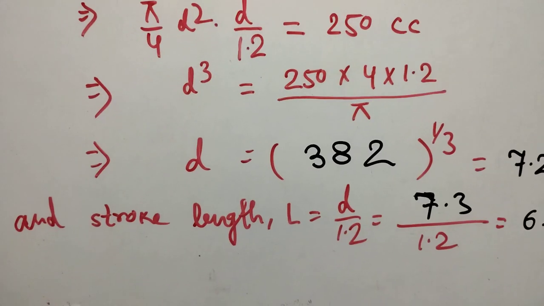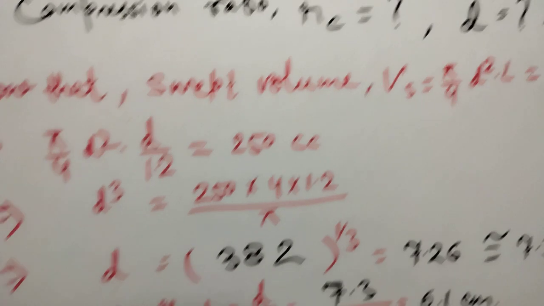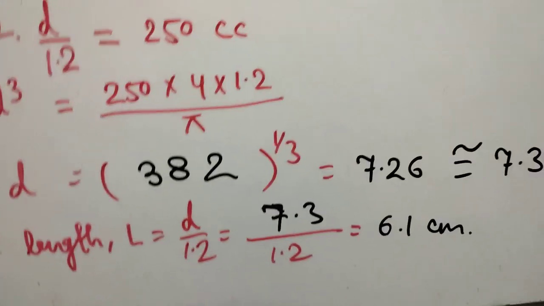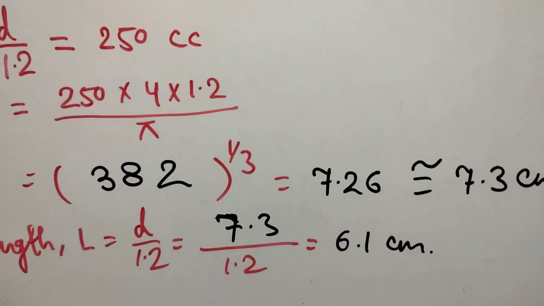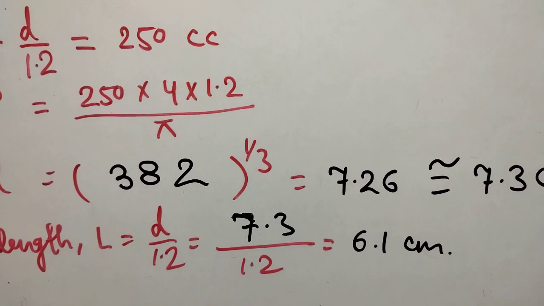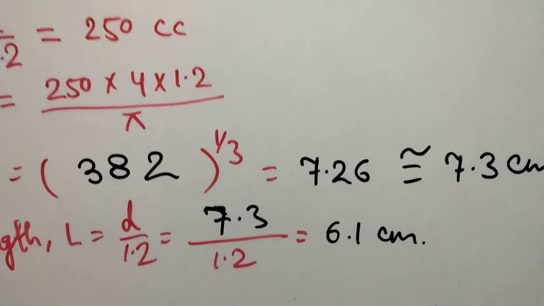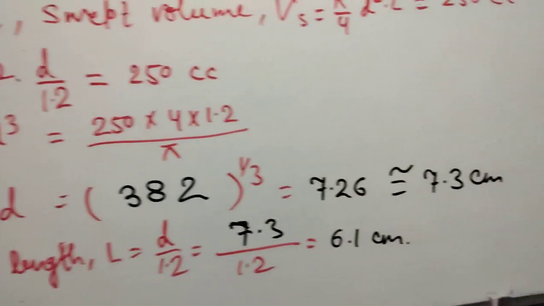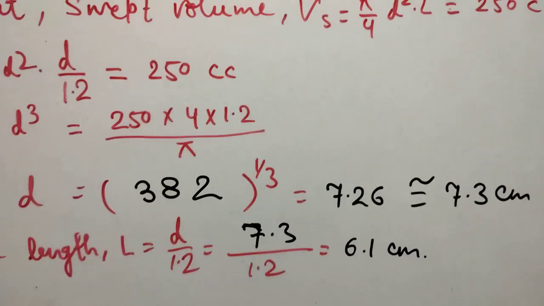Then again, the stroke length L equal to d by 1.2. Now 7.3 divided by 1.2. 12 multiplied by 6 is 72, and the approximate value is 6.1 cm. Therefore, we get the diameter of the bore as 7.3 cm and the stroke length as 6.1 cm.